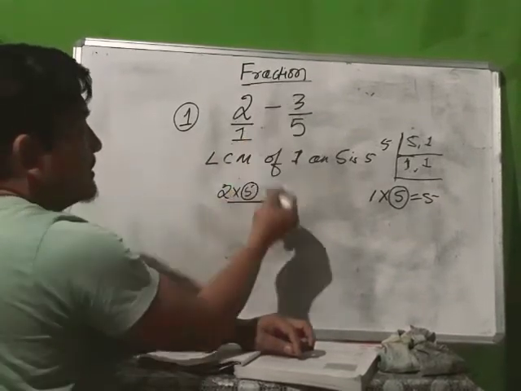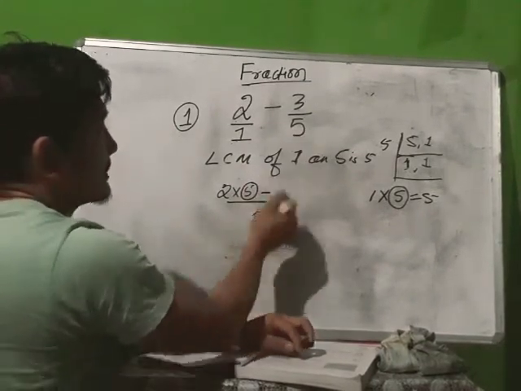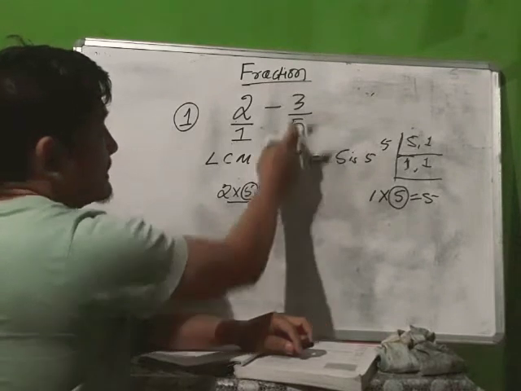Okay, so next you will write minus here and you have 5 here. Okay, so first of all you need to write 3.